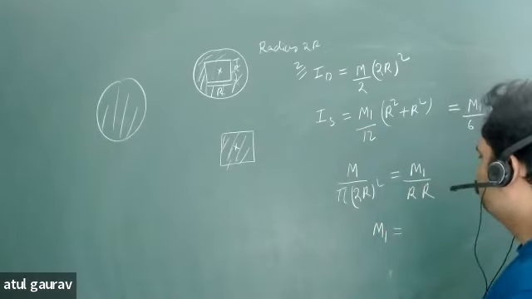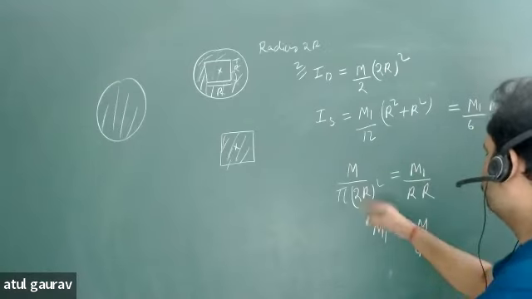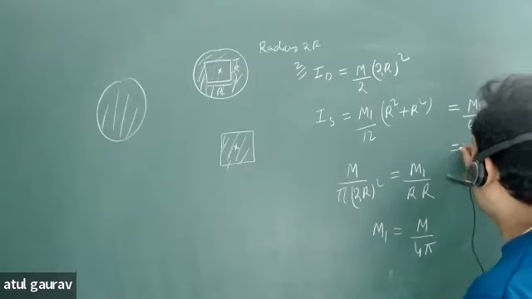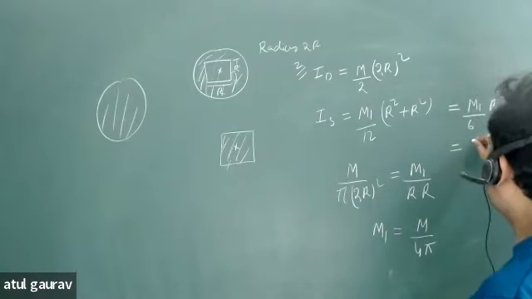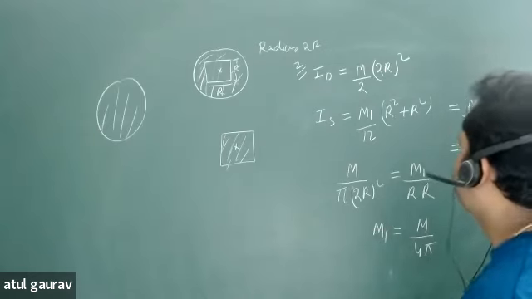M upon 4 pi. Okay, so this will be m upon 4 pi. So we will put it here. So what will happen? M upon 24 pi r square.